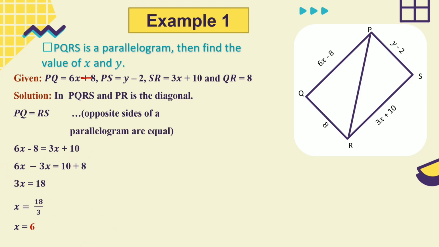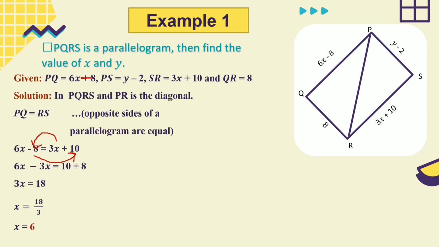Then we will shift variables to one side. We will transpose variable to one side and numbers to the other side. Okay. So it is 6x. It is 3x on the right hand side. It will move and become minus 3x, and minus 8 will be transposed and will become plus 8. Okay. So 6x minus 3x is 3x and 10 plus 8 is 18. So x becomes 18 upon 3, which is x is equal to 6.